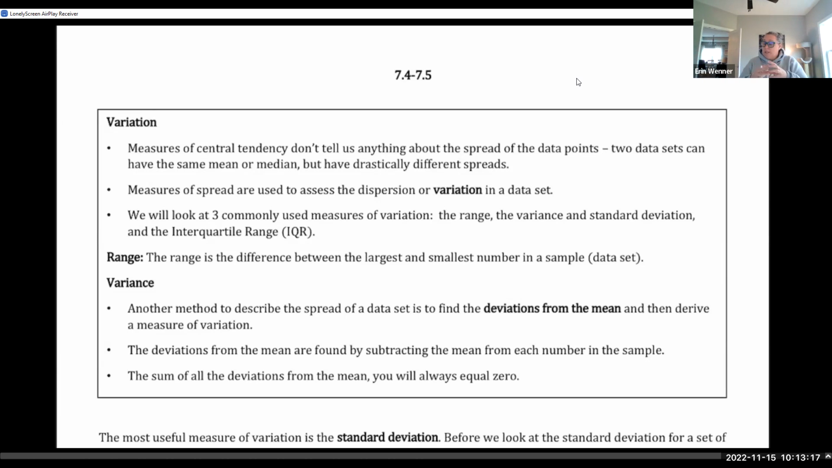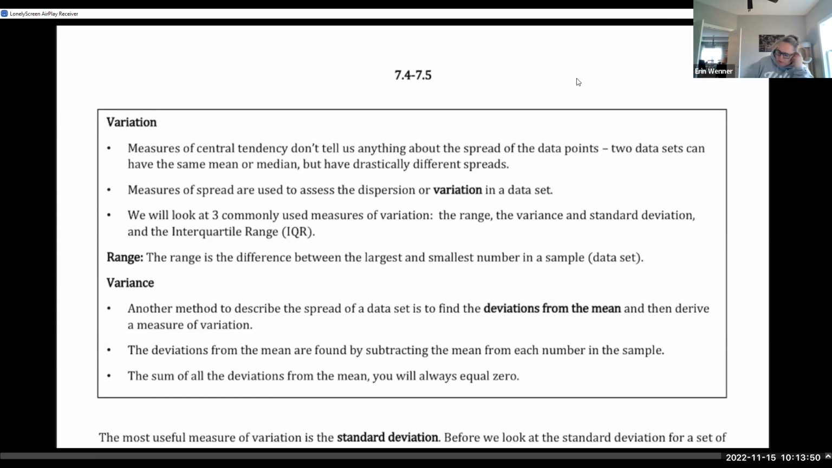Is it grouped close together? Is it really far apart, right? There's a huge variation between the lowest number and the highest number. The measures of spread are used to assess the dispersion or variation in a data set. And we'll look at three commonly used measures of variation: the range, the variance, and the standard deviation. And we also talked about the interquartile range. So we've touched on that. We might come back around to it.